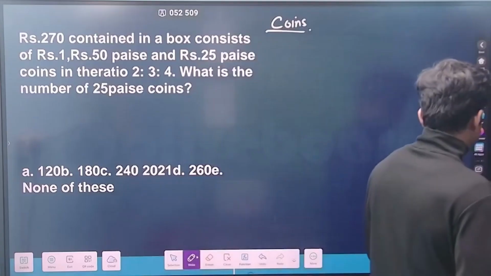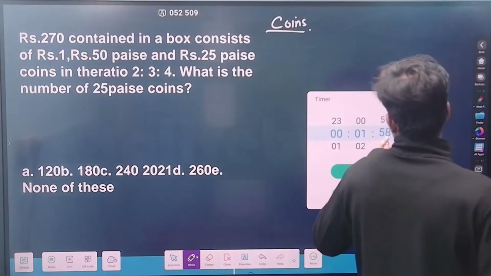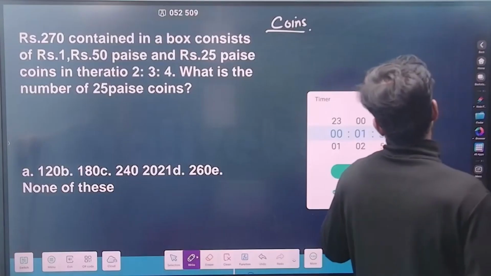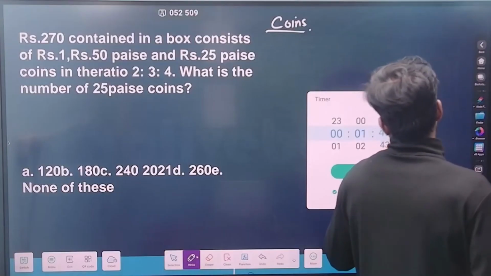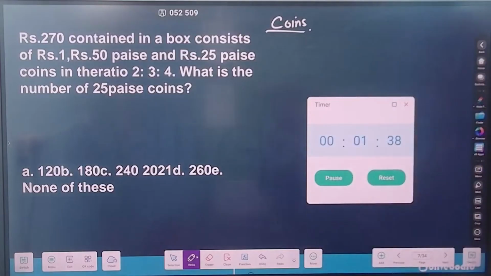Poll. Can I give you 2 minutes of time? Or no, I'll give you 1 minute 40 seconds. Okay, 1 minute 40 seconds. Come on, try this, everyone, if you can try this.